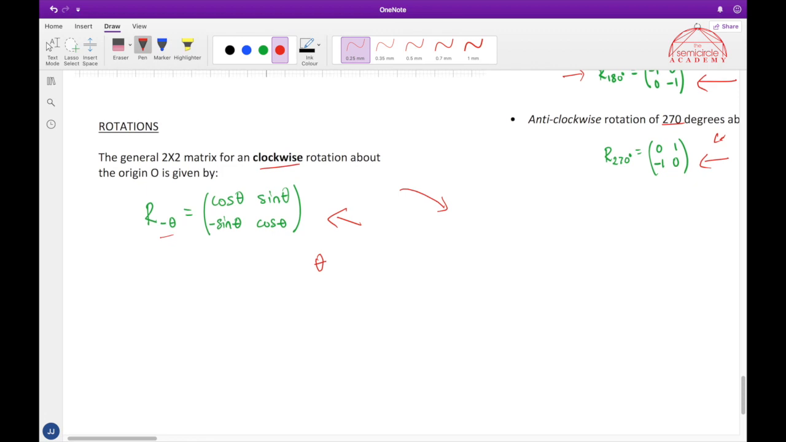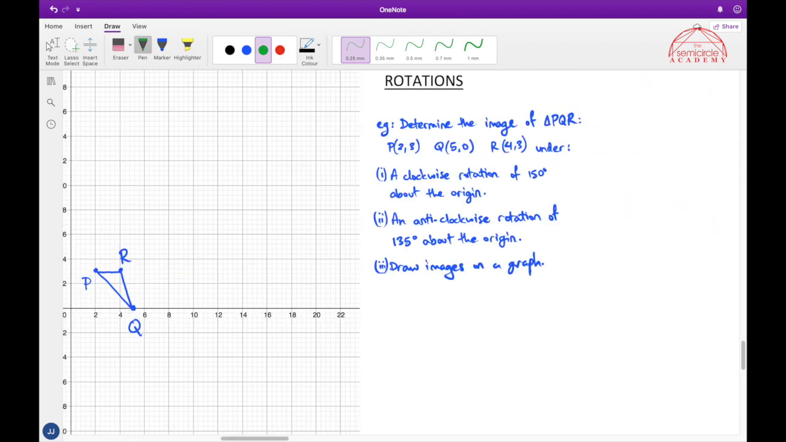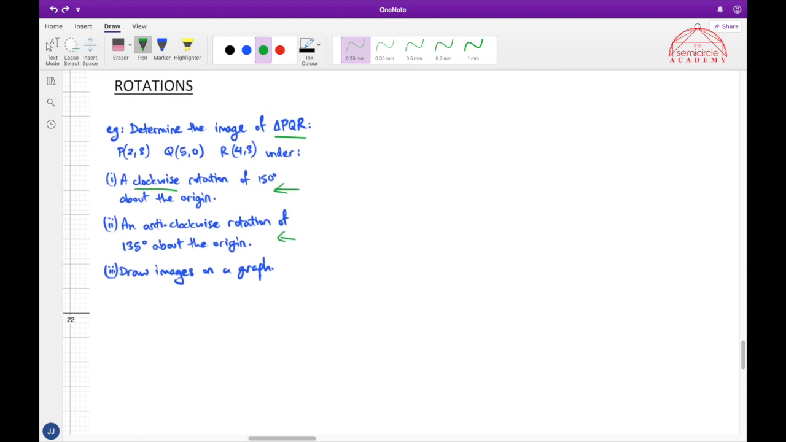Let's check an example to see how these work. We have this object, the triangle PQR, given by these points: P is (2, 3), Q is (5, 0), and R is (4, 3). It's under a couple of rotations. Number one, find the image under a clockwise rotation of 150 degrees, and number two, find the image under an anti-clockwise rotation of 135 degrees. So let's check these two questions.